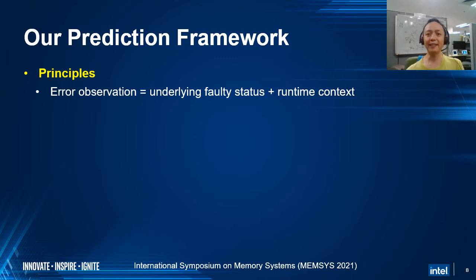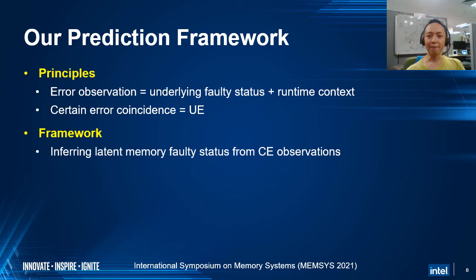Here we formally establish our prediction framework based on 2 principles. First, the errors observed come from the combined effect of both the hardware faulty status and the runtime context. For example, even if there is a stuck-at bit of 1, we will not see an error if the bit is not accessed, or if the content stored in the bit is also 1. Second, if the error coincidence goes beyond the ECC's capability, it then becomes a UE.